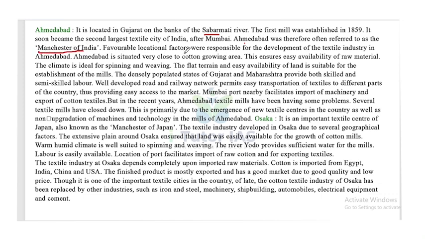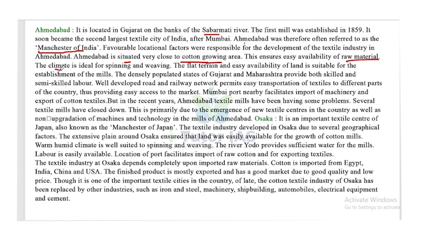Favorable locational factors were responsible for the development of textile industry in Ahmedabad. It is situated very close to the cotton growing area. This ensures the easy availability of raw material, so it's very easy to avail the raw materials from this area.